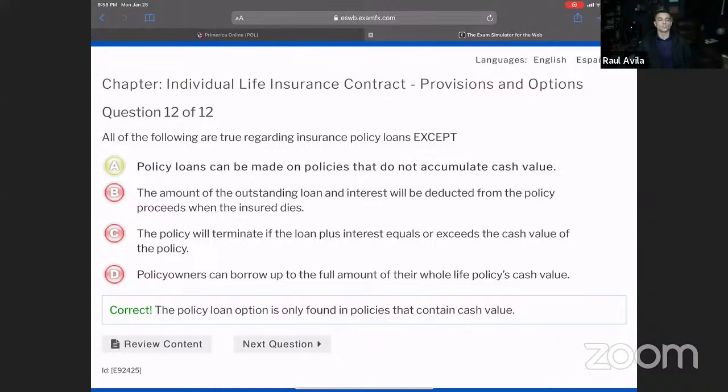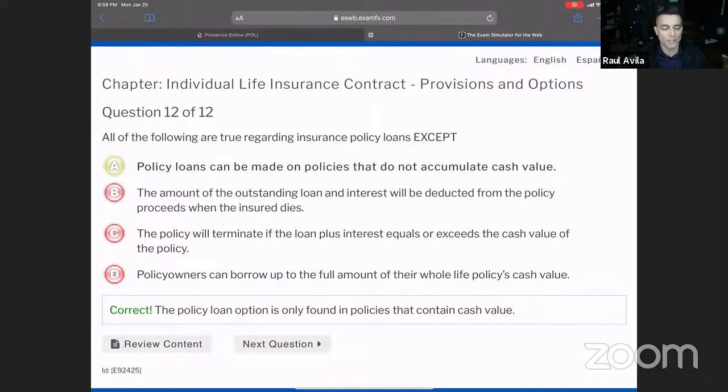Got it? So let's review B, C, and D, because they're true, and that's good to learn. B says the amount of outstanding loans and interest will be deducted from the policy proceeds when the insured dies. Yes. I think that was like 3 questions previously. C, the policy will terminate if the loan plus interest equals or exceeds the cash value of the policy.